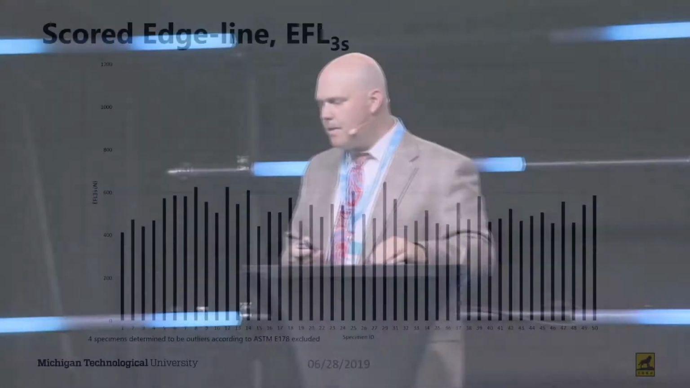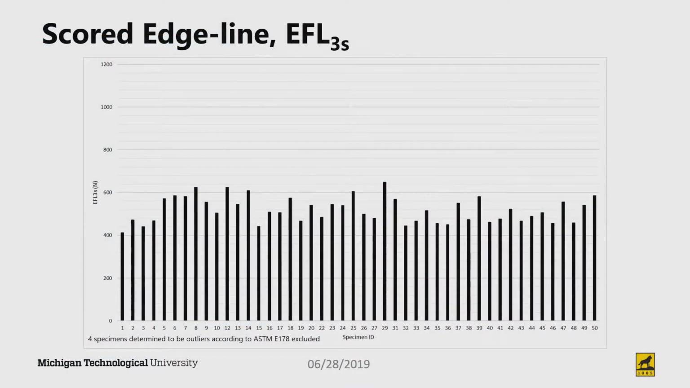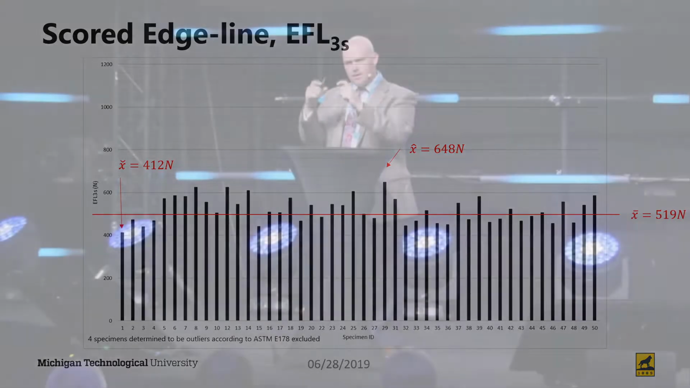All right, so what did we come up with? Well, for the scored edge line, we came up with a series, and the magnitudes in and of themselves aren't super important, but the relationship of the magnitudes is. So let's just keep in mind in this case that around 520 newtons was the failure load. And again, these are pretty small samples. We also note that there wasn't a huge spread here, so our coefficient of variation is fairly small.